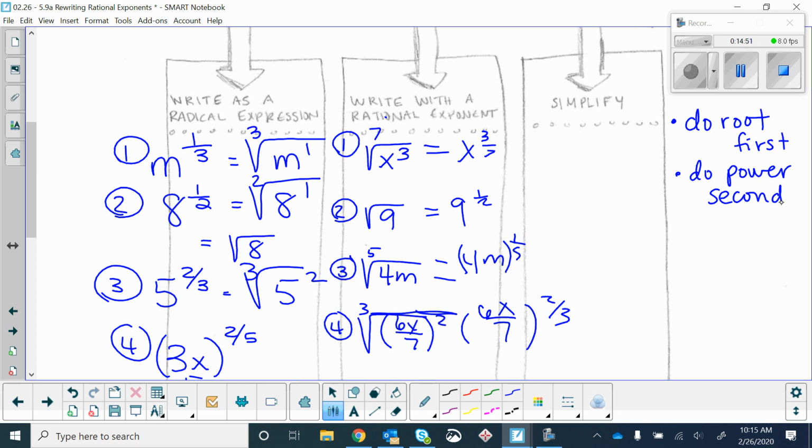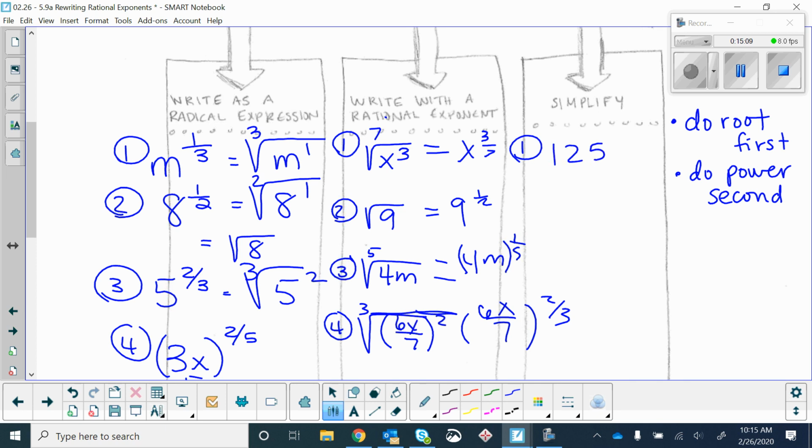Because that fraction exponent means you're doing two different pieces of math, power and root. Doing the root first makes the number small, so then when you go to do the power, it will be less difficult. So here's our first example.